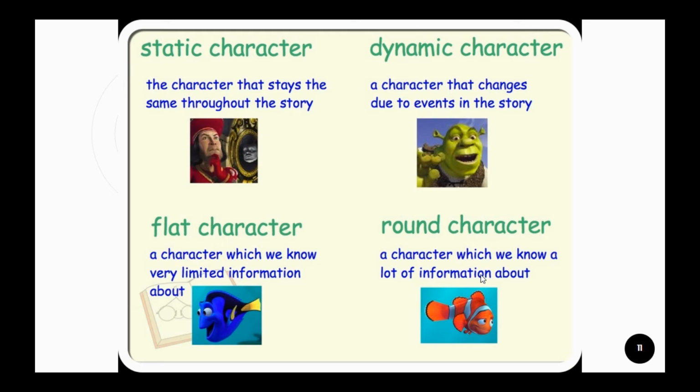A flat character, which we know limited information about, is like Dory in Finding Nemo. We know limited about her because of her amnesia, and we're having to piece together things about her as we go through the story. Whereas a round character, we know everything about this character in Finding Nemo.